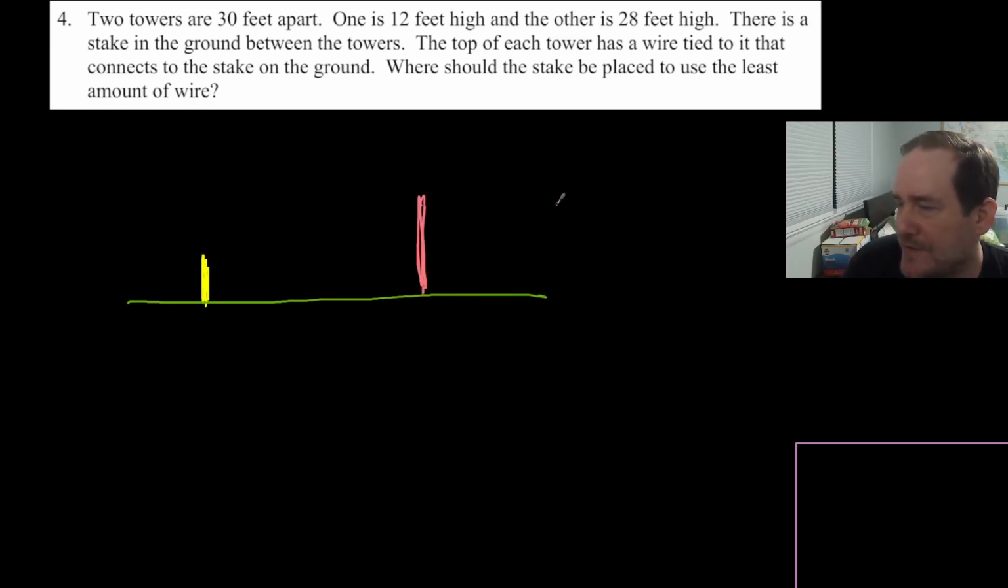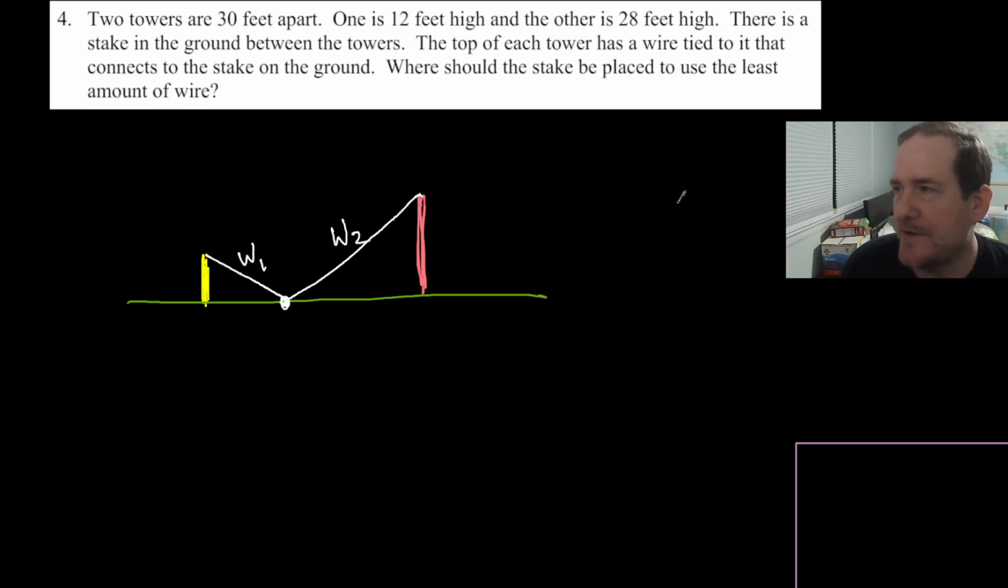And what you want to do is support the both of them with a wire, and that wire runs down to somewhere on the ground. Maybe it's right there. And this wire runs up to somewhere on the ground there. And you want to use the least amount of wire possible. So basically you've got wire 1 and wire 2, and you want to minimize wire 1 plus wire 2. So you could just call that W for wire. So wire equals wire 1 plus wire 2.